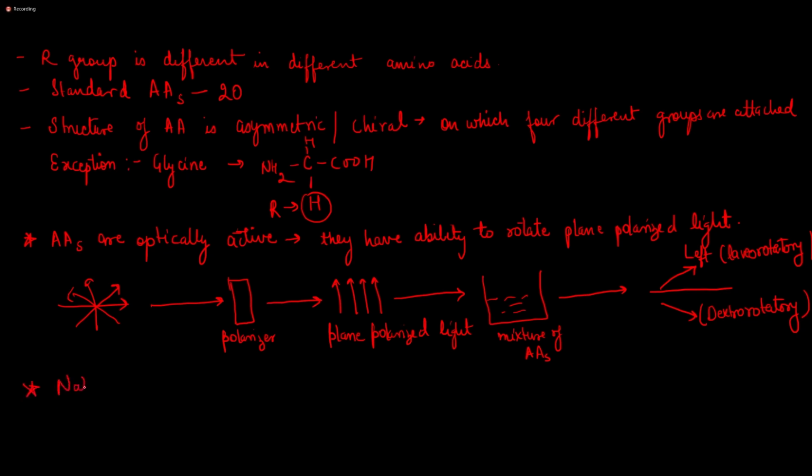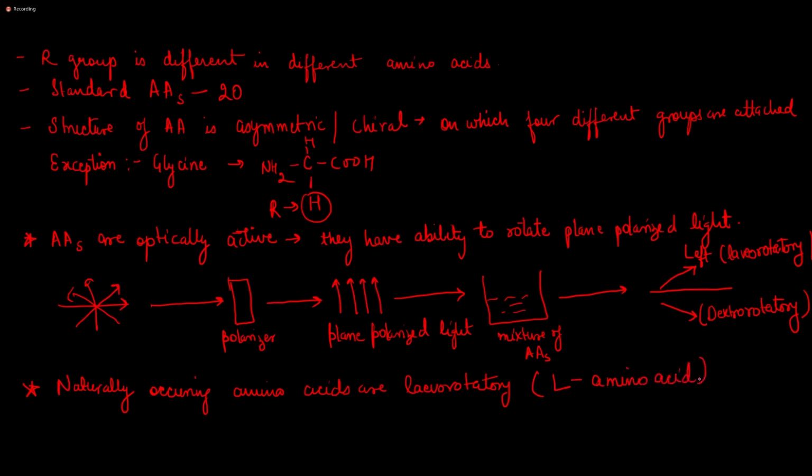So the naturally occurring amino acids are levorotatory. Hence, you will also see in the books that it is written as L amino acid. So this is the basic, or the fundamental, about the amino acids.